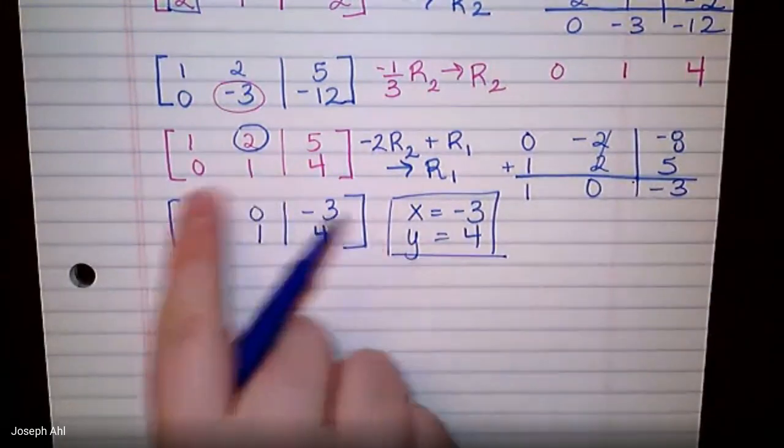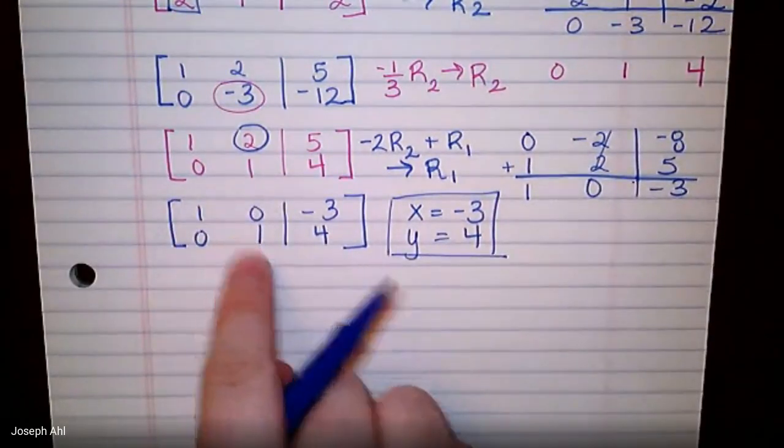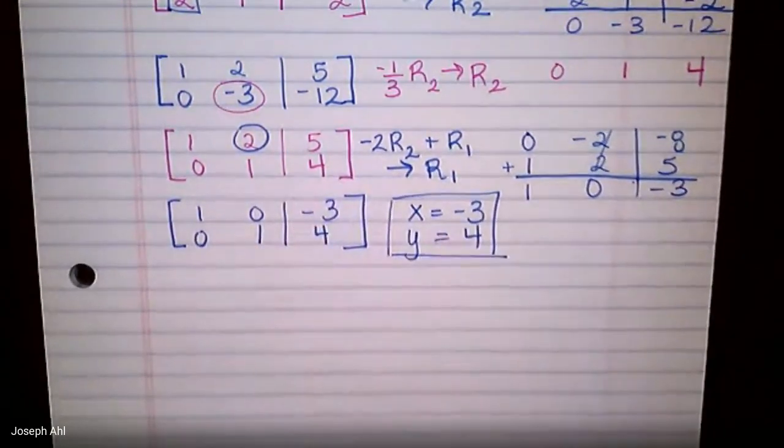As soon as you get your left side to be in this reduced row echelon form, the right side of the matrix gives you your values of x and y. Okay. So definitely going to take a little while to get used to. We'll do another one for practice right now.